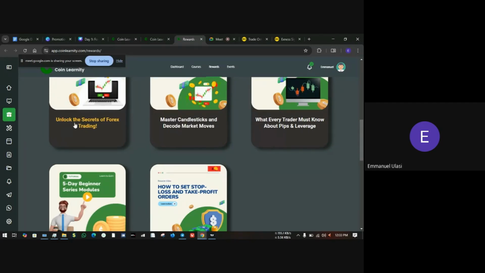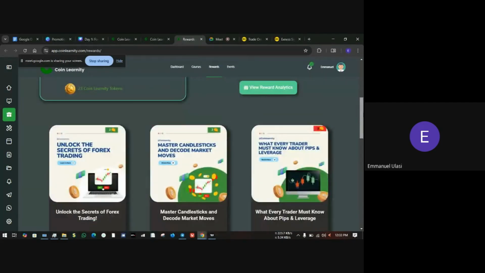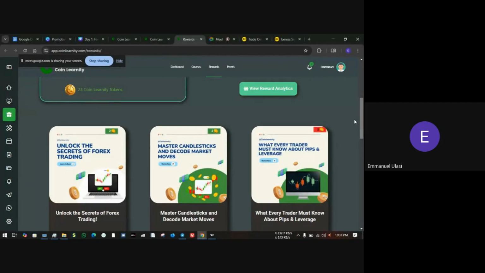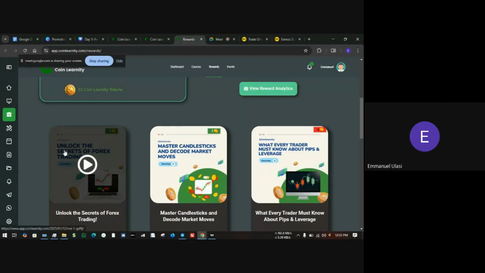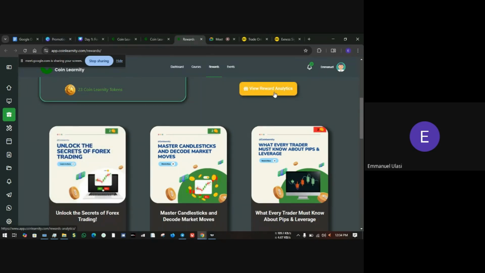So you can take advantage of this reward section to learn and also earn at the same time. Because as you watch these videos and learn more about FX, you also earn tokens in the process, and when you accumulate many of these tokens, you are going to be awarded badges. These badges you can use to claim the different prizes we have on the personal learning area. To learn more about this, you can come over here and click on the view reward analytics button.